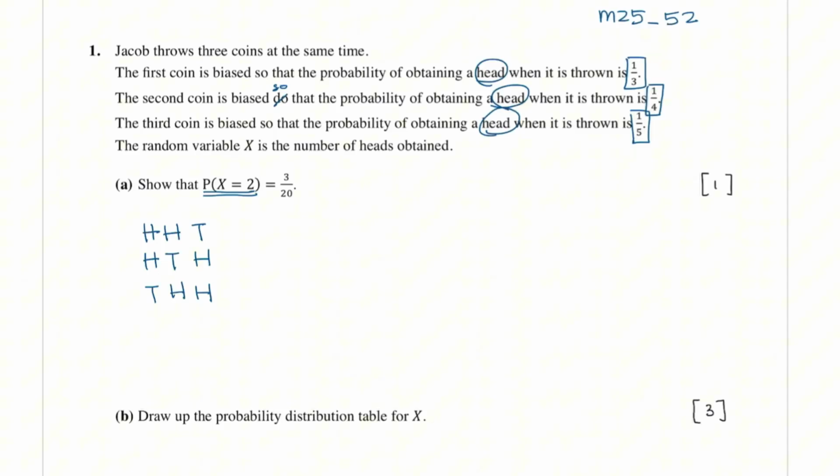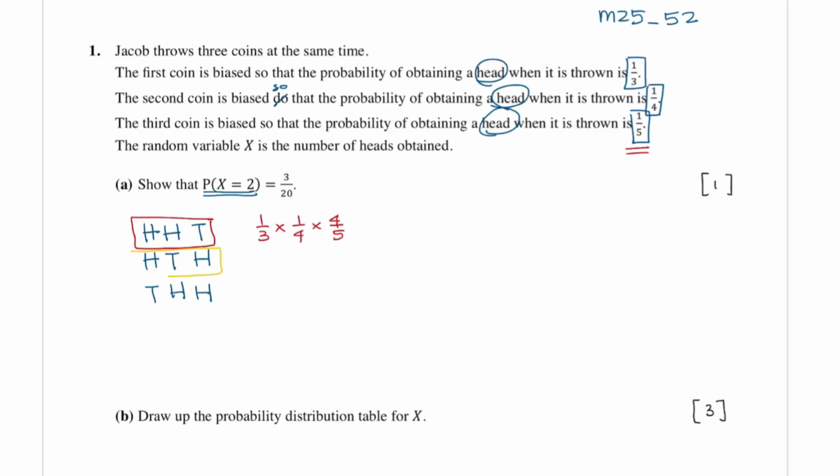Now let's look at each of the situations. Our first situation is head, head, and tail. What is the probability of getting the first one to be head? It is 1 per 3. Second one to be a head is 1 per 4. And third one to be a tail. The probability of getting a head is 1 per 5, which means the probability of getting a tail for the third coin is 4 over 5. I'll leave the computation for later on.